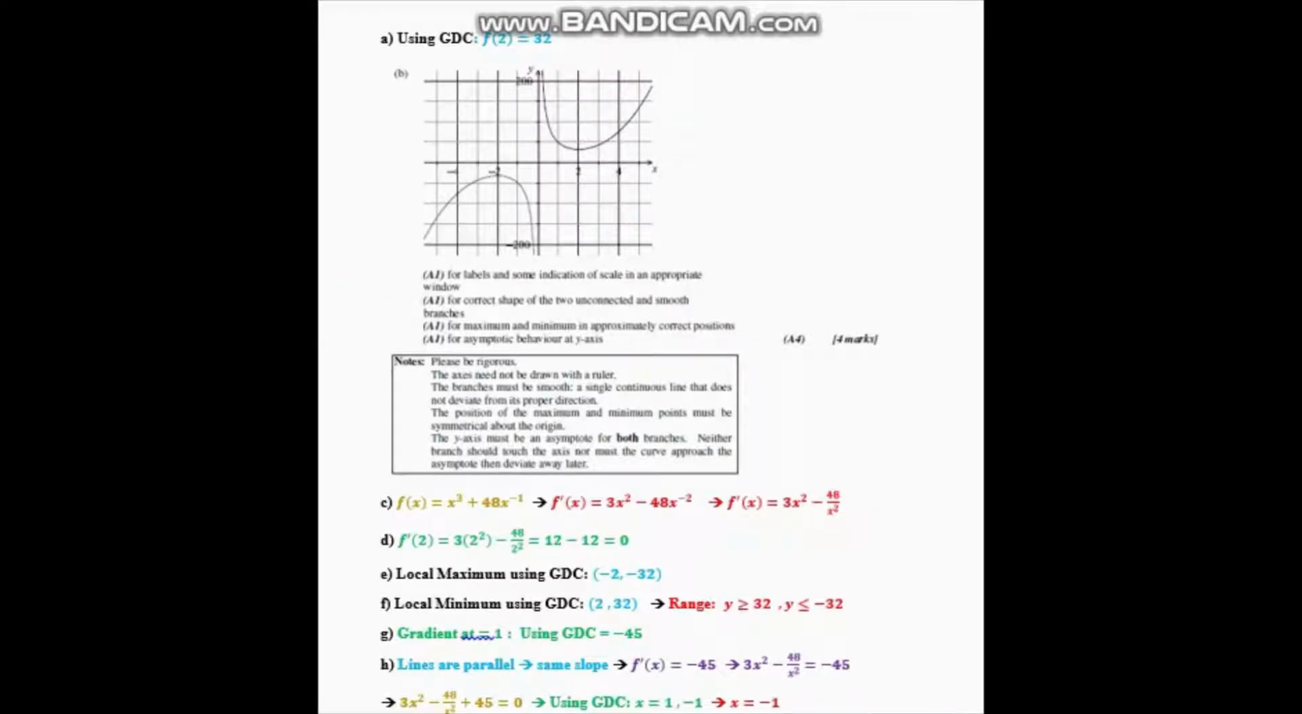So the manual approach is just to replace the x with 2. So you get 3 times 2 cubed minus 48 over x squared, 48 over 2 squared. This gives you 12 minus 12, which is 0. So let's check whether this matches the GDC answer or not.